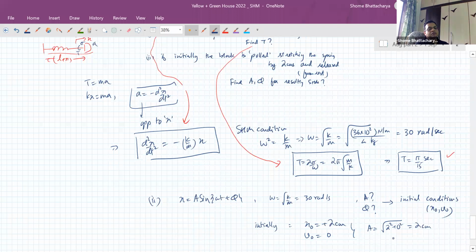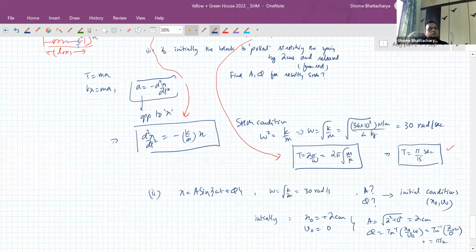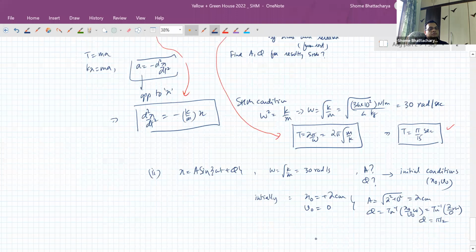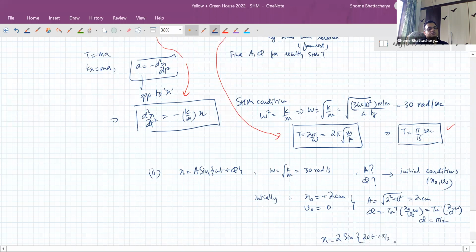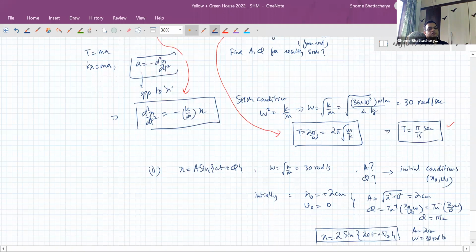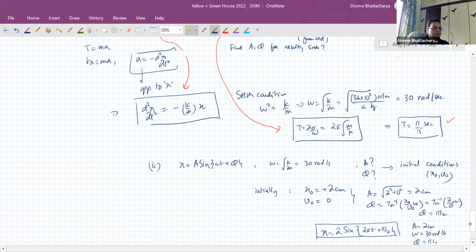So amplitude you can see will just become 2 centimeters. And the phase constant, which is tan inverse of x naught divided by v naught into omega, will be tan inverse of an undefined quantity, so that is pi by 2. Here our equation of SHM will become x is equal to 2 sine of 20t plus pi by 2. This will be our equation of SHM. Amplitude is 2 centimeters, omega is 30 in SI units, radians per second, and the phase constant is pi by 2. You can also write this as cos also.